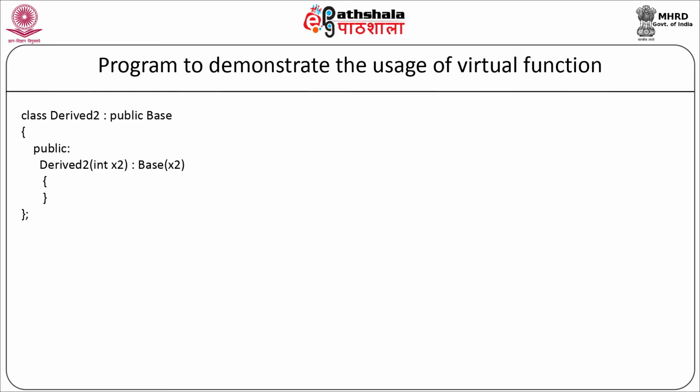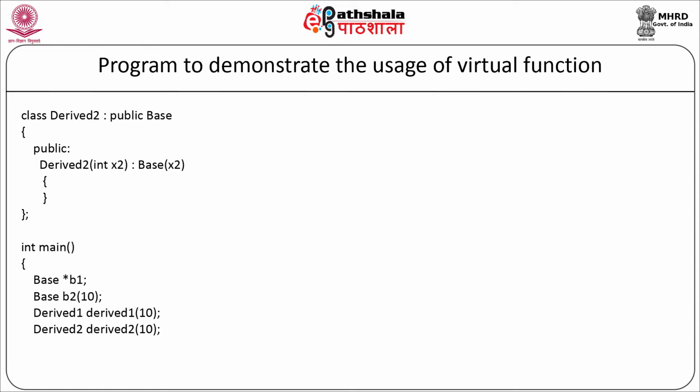Now we will write our main program. Now this main program has to be read very carefully. First we are declaring the base class pointer as base star b1. We are declaring the object as base b2 with 10 in brackets. Now we are declaring the derived class objects as derived 1 with 10, derived 2 with 10.